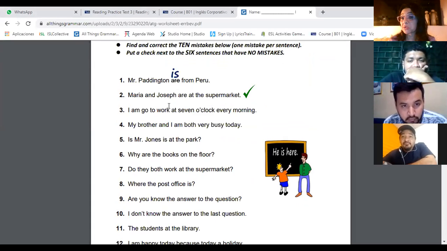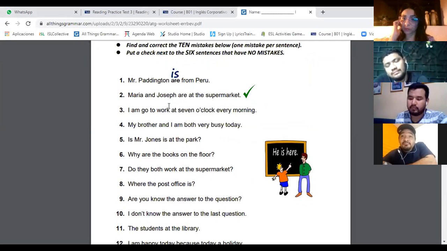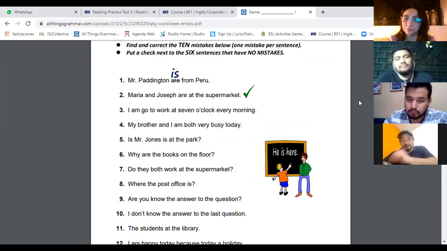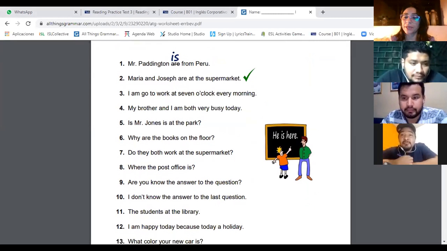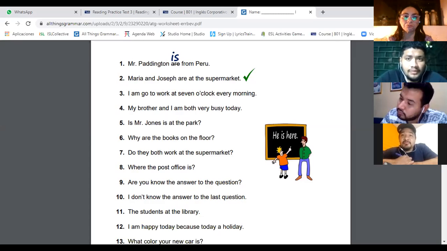Vayan viendo ahí. Hay unas que puede ser que no tengan error. All right, las dejan como tal. Si hay error, corrijan el error. Vayan viéndolo los tres, okay? Okay. All right, vayan leyendo. Por ejemplo, Osvaldo lee la 3, Rodrigo number 4, Nelson number 5, y van viendo ahí la mistake, en caso hubiese mistake.